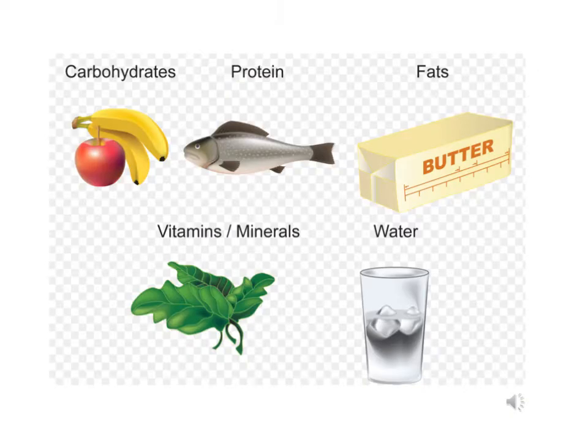Here are some examples of food that we eat: an apple, banana, fish, butter, water, green leaves. So these are rich in nutrients. Let's take an example: the apple. It is rich in carbohydrate, fish in protein, butter in fats, the leaves in vitamins and minerals, and the water, which is the most important nutrient.